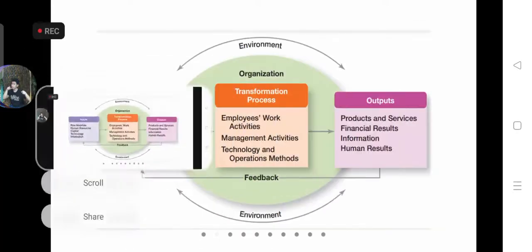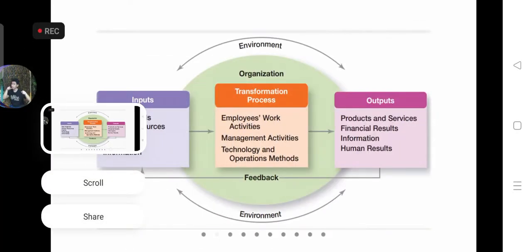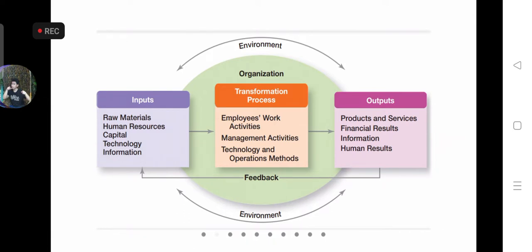As you can see, an organization takes input, or resources, from the environment and transforms or processes these resources into outputs that are distributed in the environment. The organization is open to and interacts with its environment.